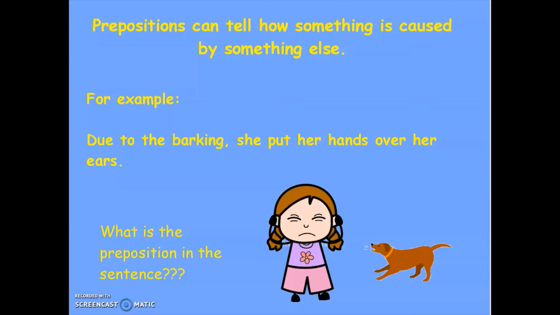For example, there's a girl here. Due to the barking, she put her hands over her ears. The girl has performed an action, she's put her hands over her ears, which has been caused by the dog barking. Can you help me find the preposition in the sentence?